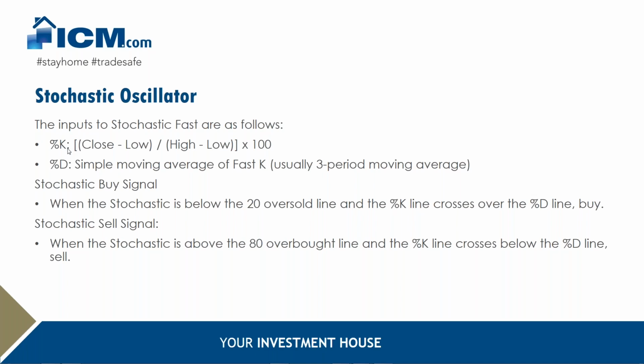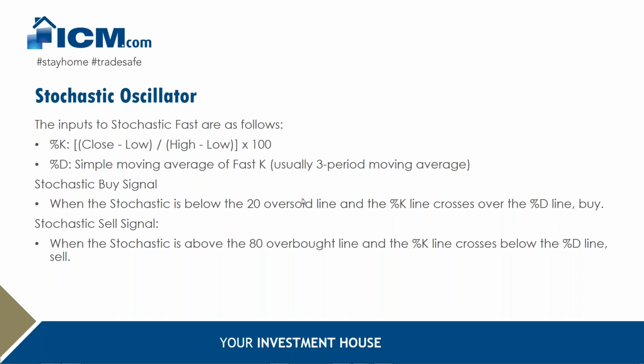The K factor is the close minus the low, divided by the high minus the low of the particular time period, multiplied by 100. The D factor is simply the moving average of the K factor, usually a 3-period moving average. So the concept here is very, very simple to understand.